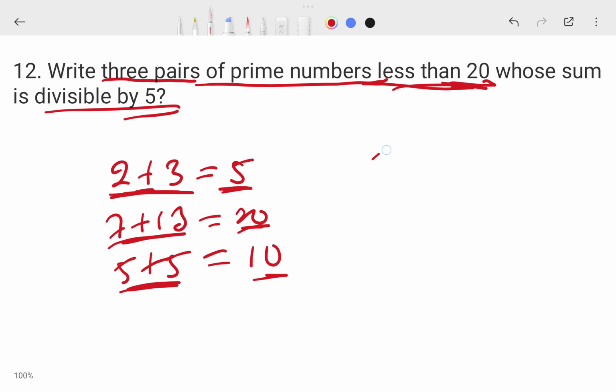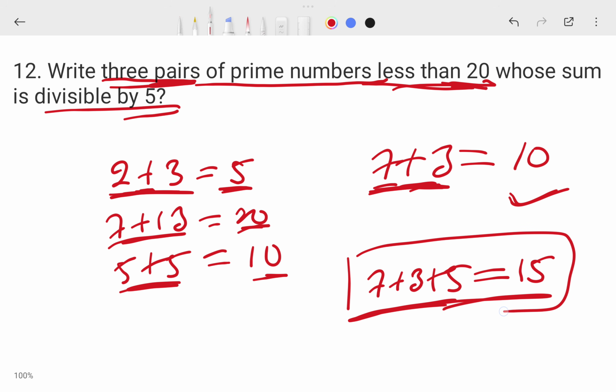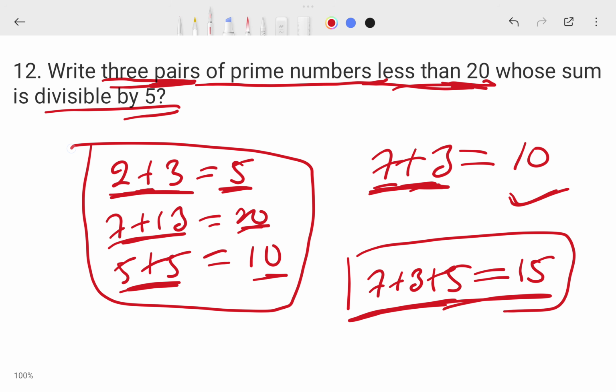Okay, now if you think like this, 7 plus 3, these are the prime numbers. Now 7 plus 3, this is also a prime number. If you add, this is 10, so it is also going to be divisible by 5. Now if you are thinking of 3 pairs we have to write, so you can write like this: 7 plus 3 plus 5, all are the prime numbers. If you add this, the answer is 15. It is also going to be divisible by 5. So you can write this one also, this one also, and this one also, anything you can write.